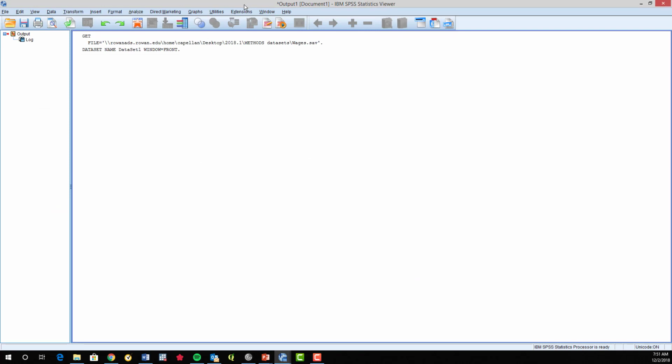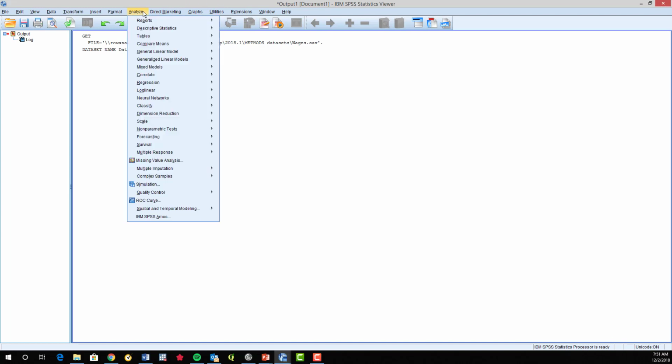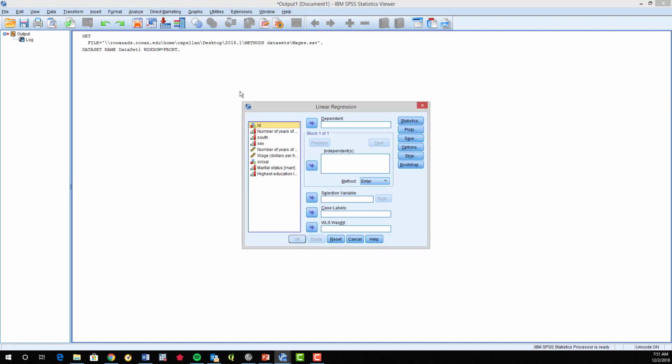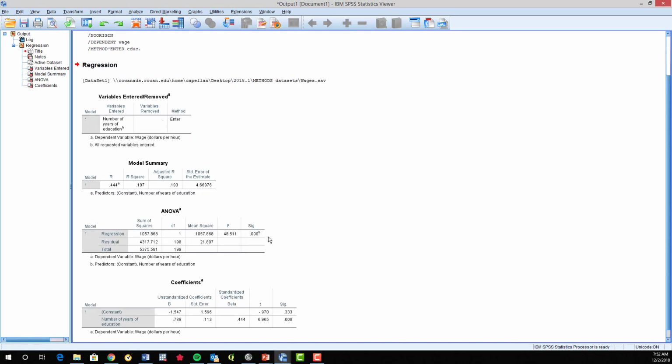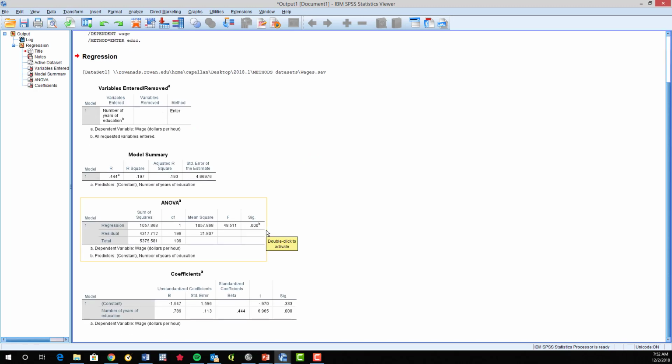Again, because we have one predictor variable, we're only going to be using simple regression. To conduct a regression, we're going to go to Analyze, Regression, Linear. We're going to put our dependent variable, which in this case is hourly wage, and the independent variable is the number of years of education. You're going to click OK, and here you have your output.